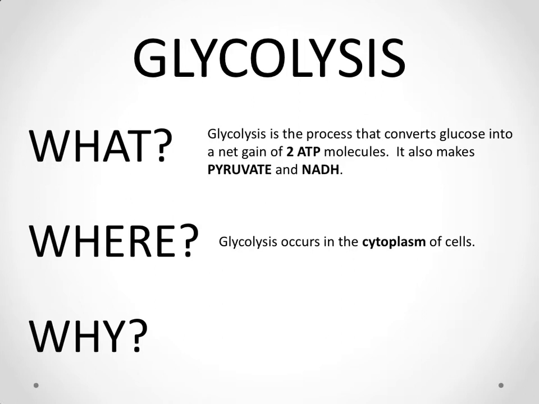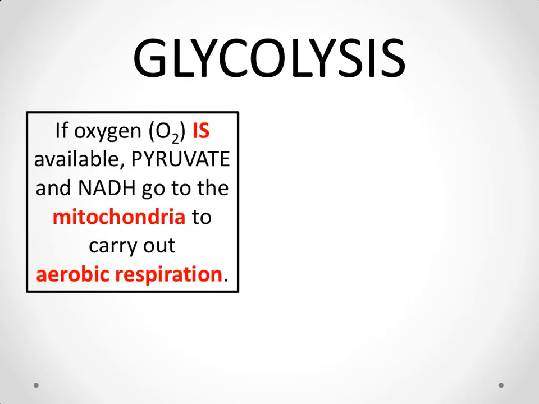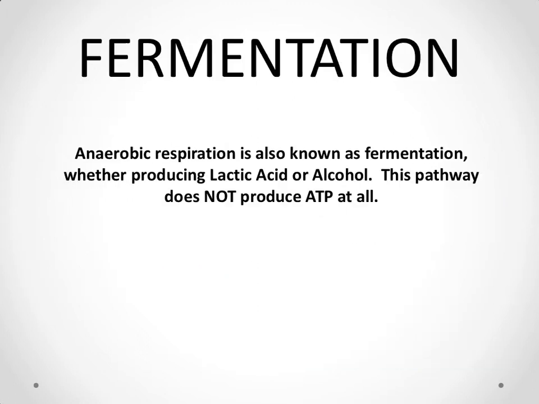Glycolysis occurs in the cytoplasm of cells. The ATP produced by glycolysis can be used for cellular activity. The pyruvate and the NADH, these are the reactants for both aerobic and anaerobic respiration. If oxygen is available, pyruvate and NADH go to the mitochondria and carry out aerobic respiration, which makes a whole lot of ATP, and it's the most efficient pathway. If oxygen is not available, pyruvate and NADH stay in the cytoplasm to carry out anaerobic respiration.